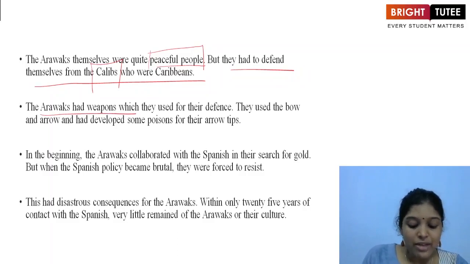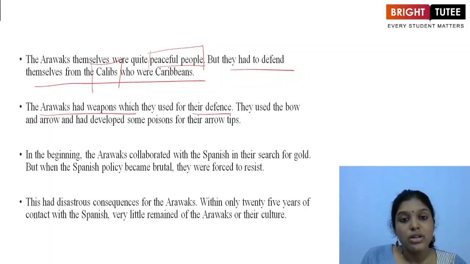And the Arawaks had weapons which they used for their defense. So although they were peace-loving people, they had to keep some equipment or weapons with them for self-defense or protection. They used the bow and arrow and had developed some poisons for their arrow tips, which could be used to defend themselves if they were attacked by their enemies.